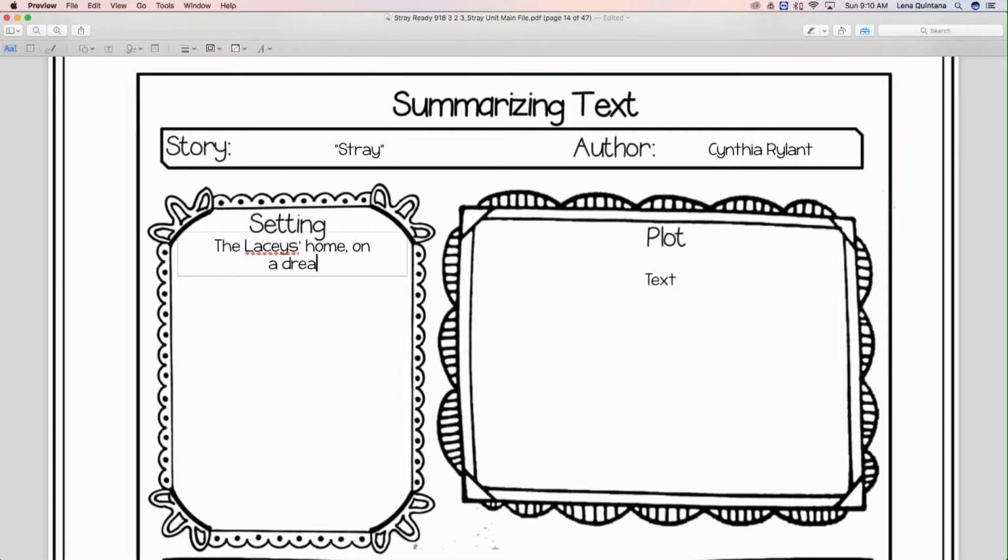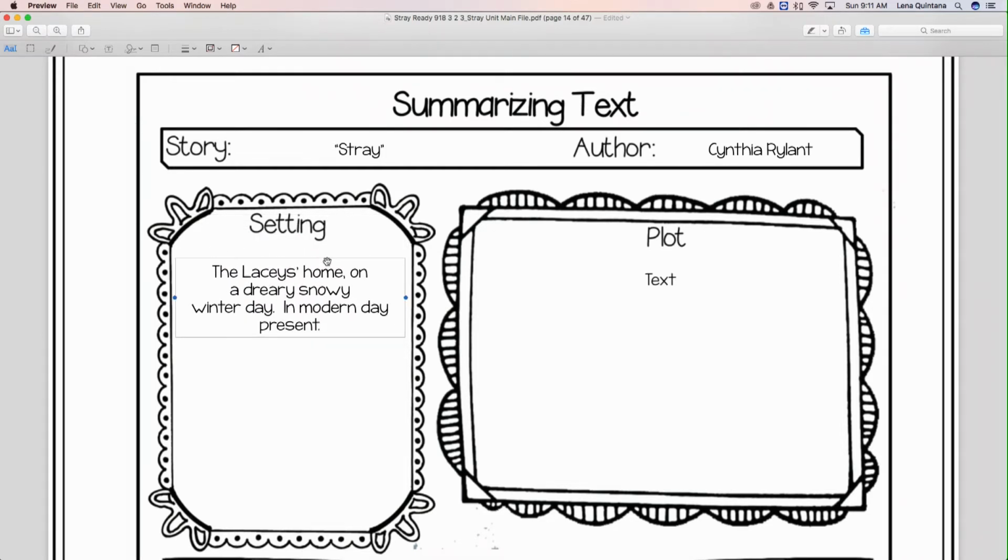on a dreary, snowy winter day, okay? And it seems like it's in modern day, it's in the present. So in modern day, present. It didn't take place in the future. It wasn't a long time ago. It did not say once upon a time. So it's just something that's happening in the present time.